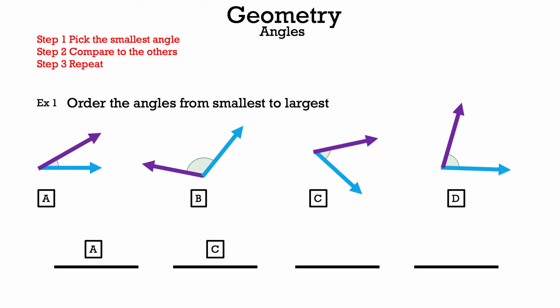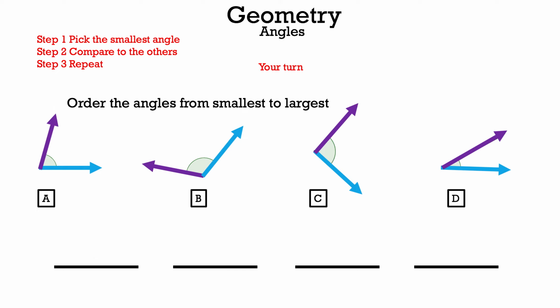Now we're going to take a look between B and D. I think D is the smallest of the 2. So now we're going to compare. As you can see, the 2 arms of D are squished more closely than B. So definitely D is smaller than B. And lastly, we have B because there are no other angles left.